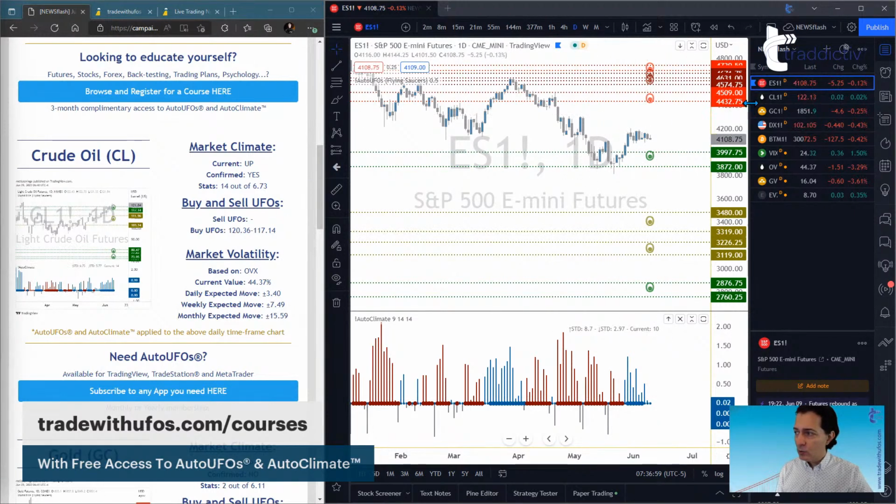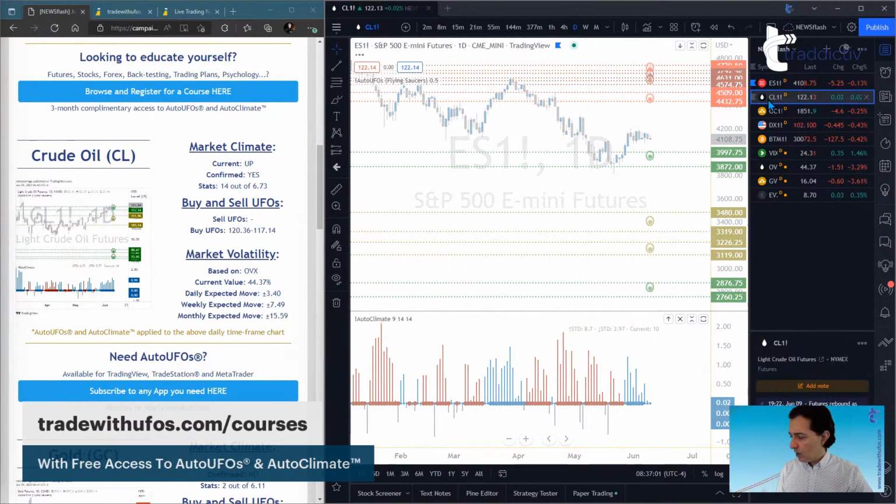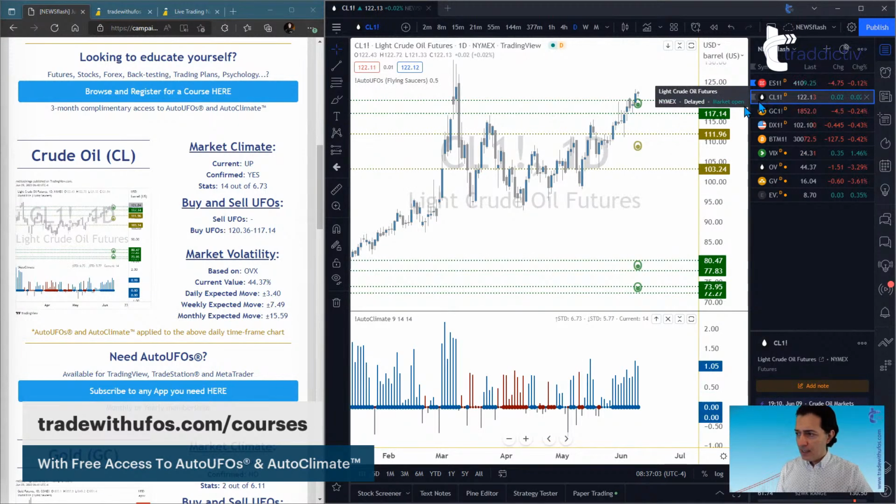Okay, so we are moving now to crude oil. I am changing the market as we speak. And as we are changing the market and moving to crude oil, we're going to do the market analysis, which is now a thick blue dot when it comes to the climate. So we are dealing with a confirmed climate to the upside on crude oil.